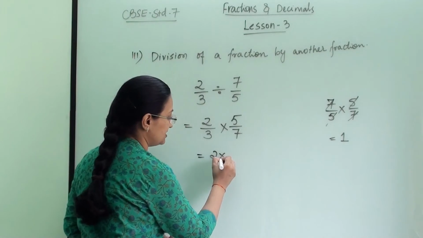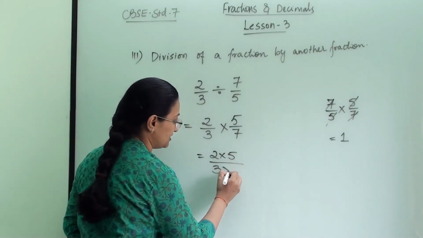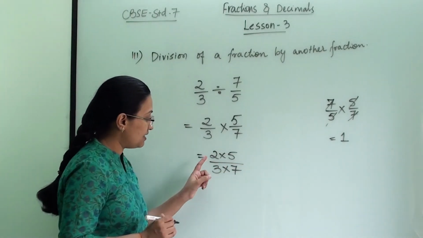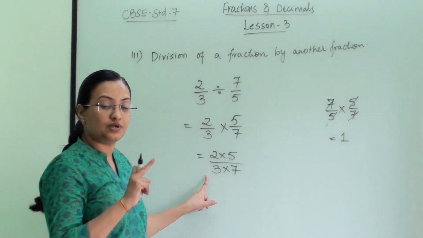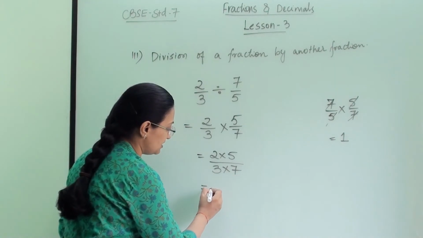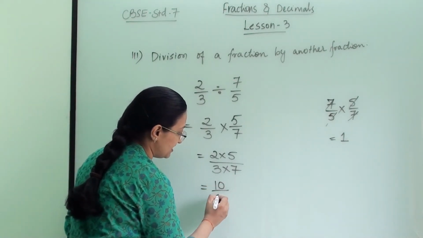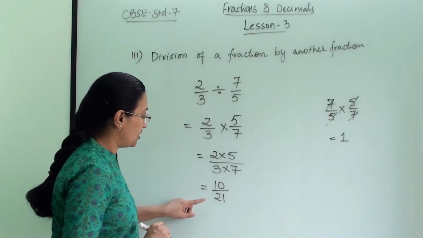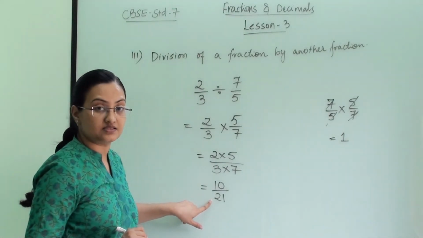So let us write this: 2 into 5 divided by 3 into 7. Now at this step we have to check whether we can reduce anything or not. So here we cannot reduce anything. So we will write 10 divided by 21. So this is going to be our answer.